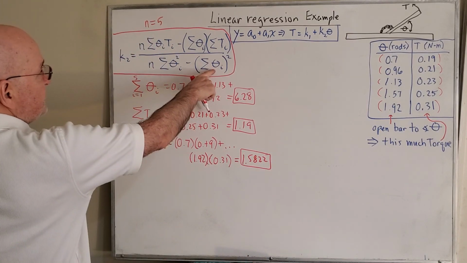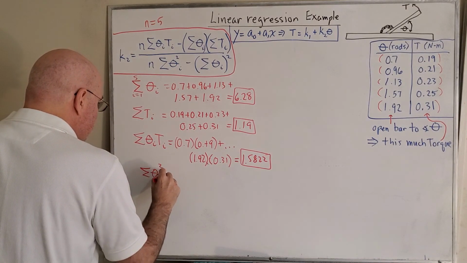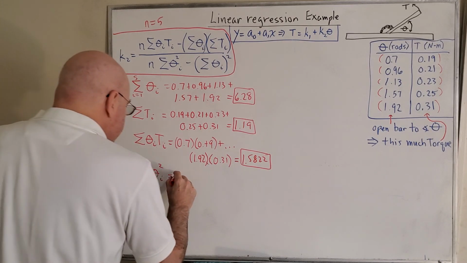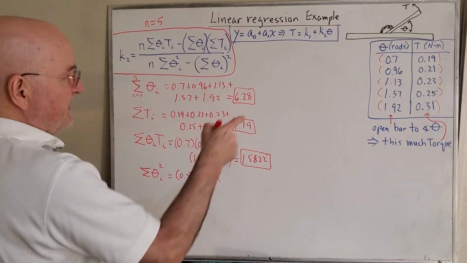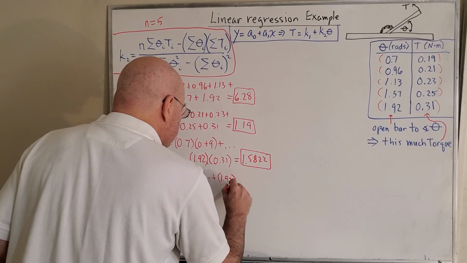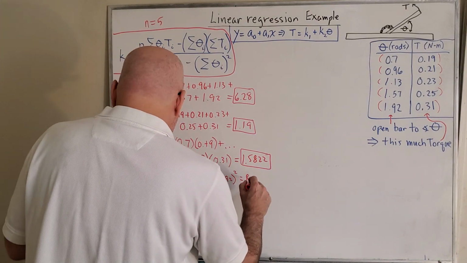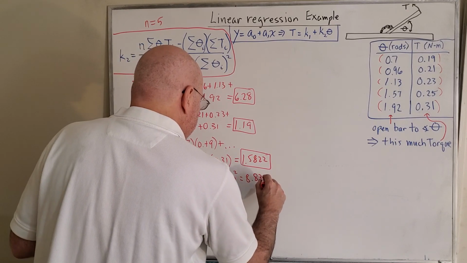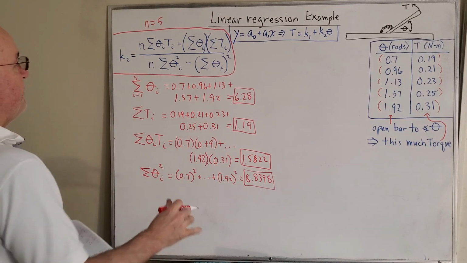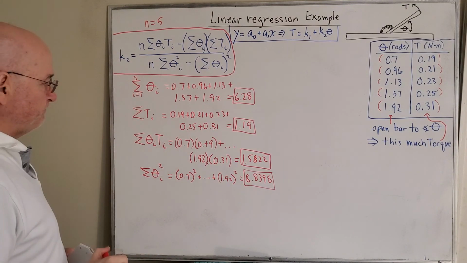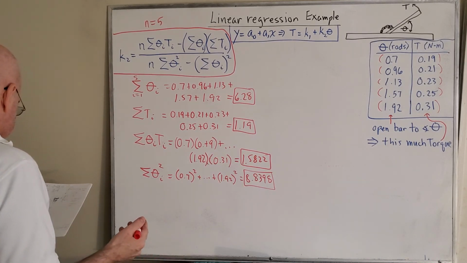And then the last one we need is this guy. Sum of the theta_i squareds, which is 0.7 squared plus dot, dot, dot, down to 1.92 squared, just taking the data from the table. And that's equal to 8.8398. So I believe I put a box around all of the numbers we need to compute K2. And probably K1 as well. We'll see. So let me write down K2.